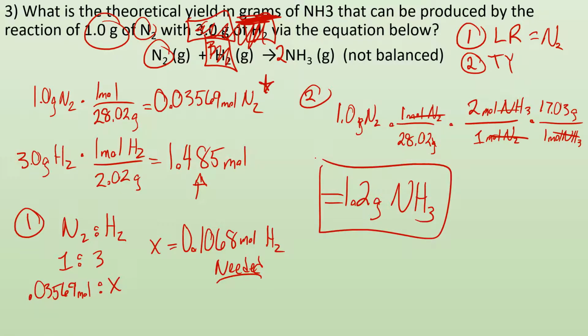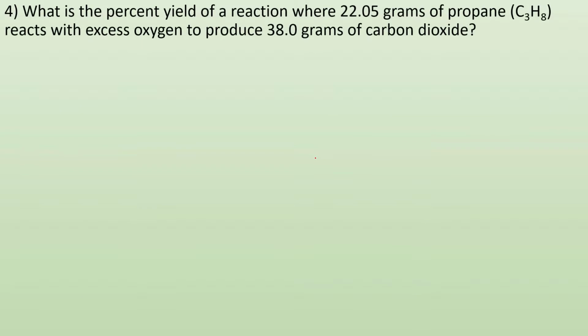All right. 4. What is the percent yield of a reaction where 22.05 grams of propane reacts with excess oxygen to produce 38 grams of carbon dioxide?